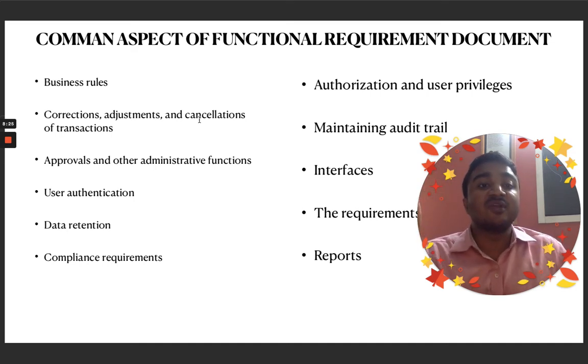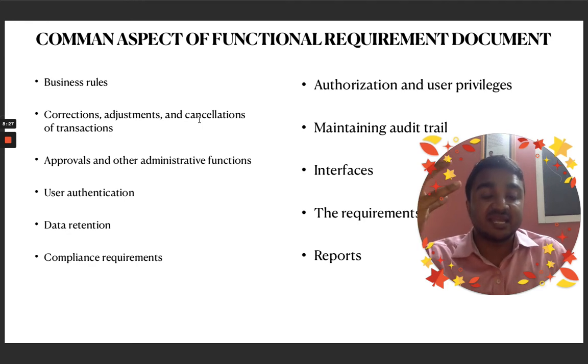Authentication, as we know, we need to identify which user is getting integrated. Data retention, for example, if you delete some transactions or remove some transaction, how will that affect things, how should they be removed, should they be kept in the archive, and how do they need to be worked out.